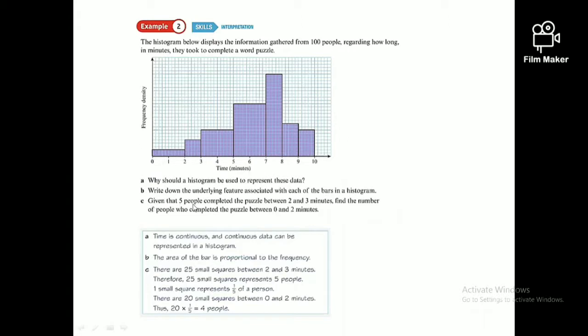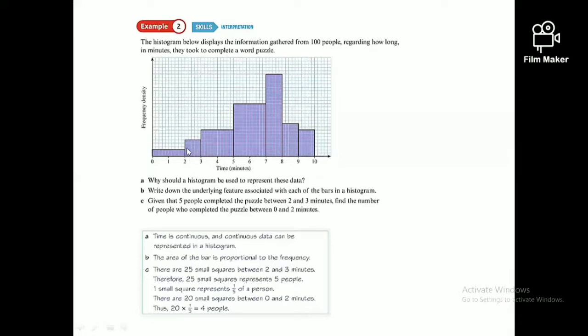Given that 5 people completed the puzzle between 2 to 3 minutes. Now let's come to this 2 to 3. Here 5 people have completed this one. So that means this area represents 5 people. Find the number of people who completed the puzzle between 0 to 2. Let's see how to do it.